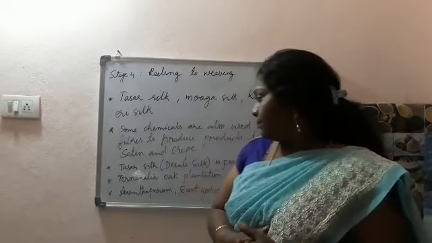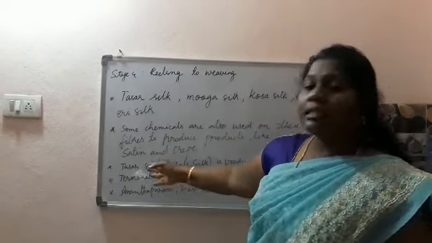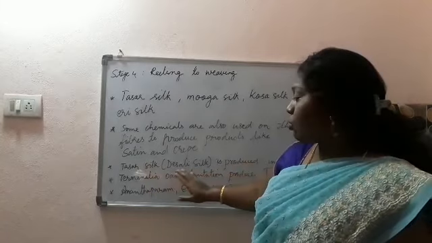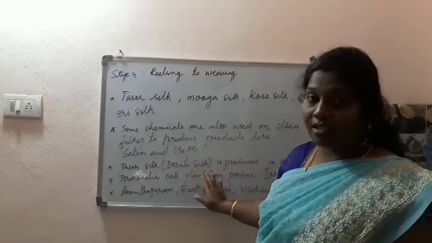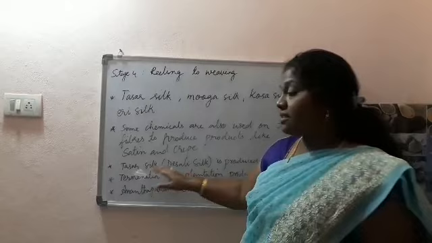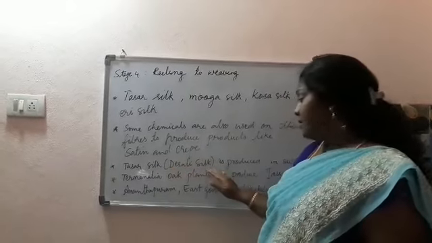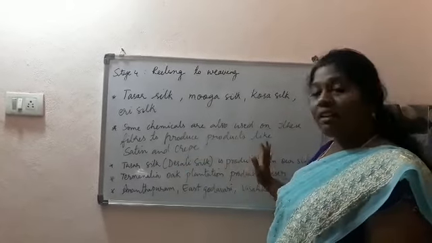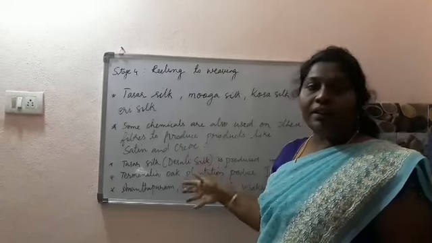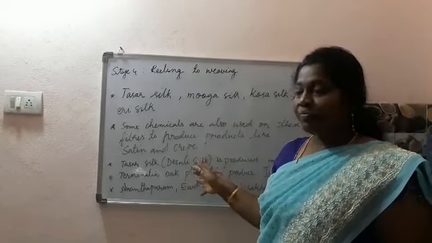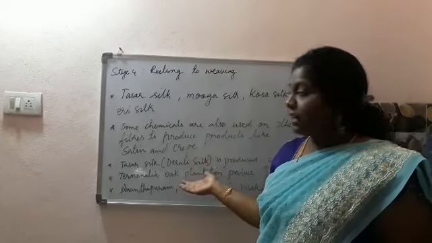Okay, children. See, this tussar silk is also called Desali silk. What is it, children? The tussar silk is also called Desali silk, which is produced in our state. So, where can we find this tussar silk, or in which areas can we find it?